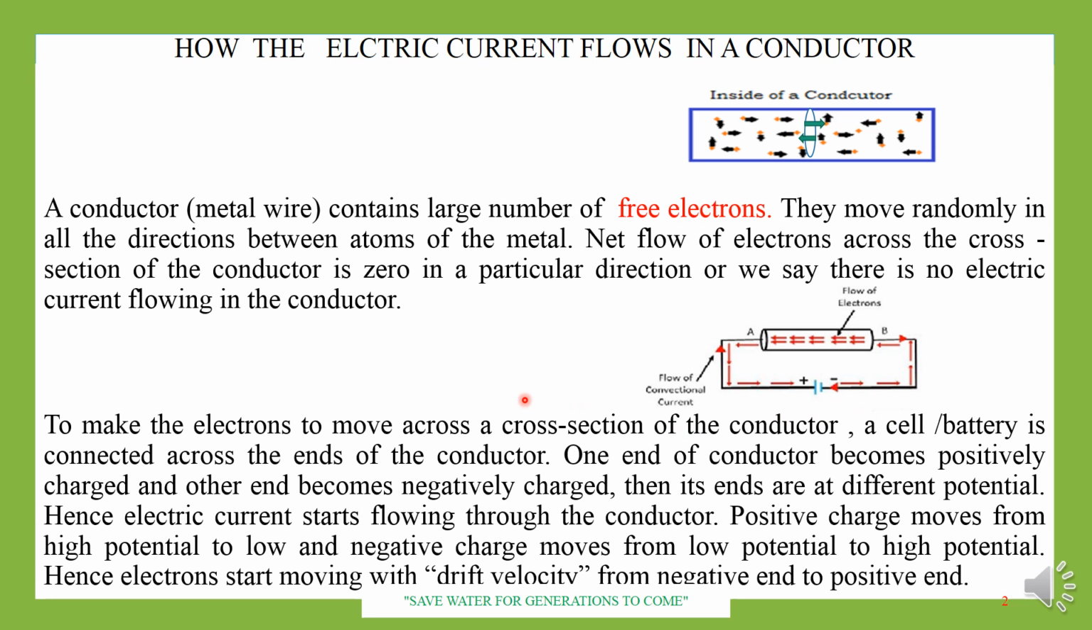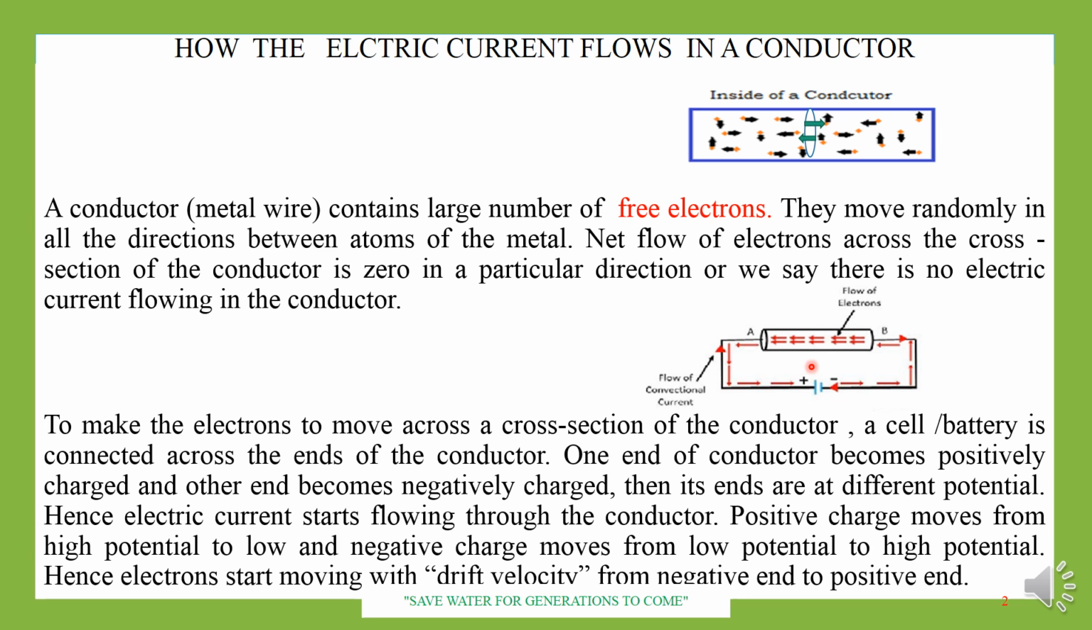So one end of the conductor becomes positively charged and the other becomes negatively charged, because a battery has one terminal positive and another terminal negative. Here the smaller line is representing the negative terminal, and the bigger one is the positive terminal. So one end of the conductor becomes positively charged and the other end becomes negatively charged.